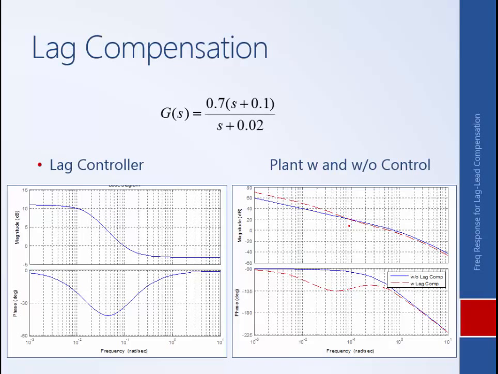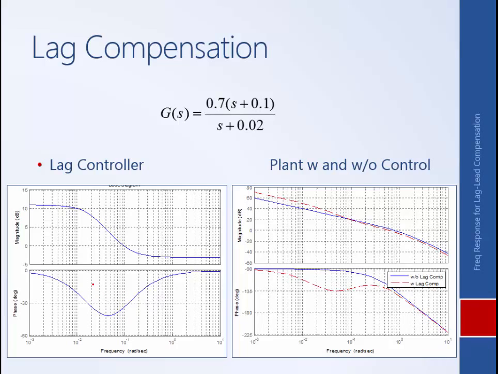Looking at a lag compensator, here you can see a similar form: a gain, a zero, and a pole, but in this case the pole is smaller. If we look at the Bode diagram, here we have increased the DC gain, but whereas with the lead compensator the magnitude increased at higher frequencies, here the magnitude decreases at higher frequencies. And instead of adding positive phase, here we add phase lag, negative phase.